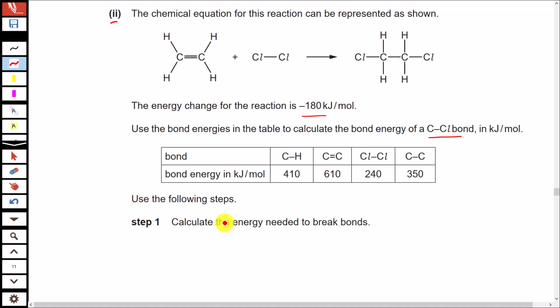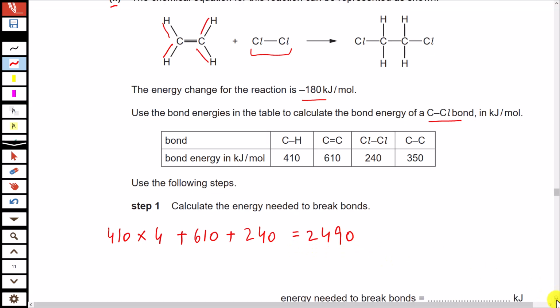Use the following steps. Calculate the energy needed to break bonds. Okay. So there are 4 carbon to hydrogen bonds, and the bond energy for one CH bond is 410. Multiply this by 4. Then there is carbon to carbon double bond. The bond energy for this is 610. And is there any other bond on the reactant side? Yes, there is chlorine to chlorine bond, and the energy for this bond is 240. Add this using calculator. The answer is 2490 kilojoule.